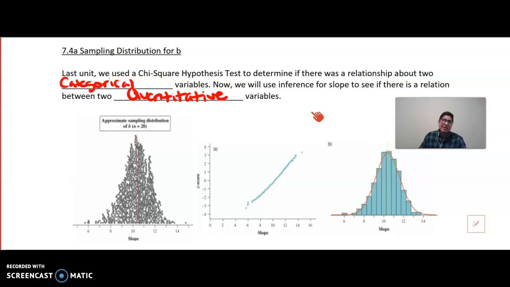And just keep in mind it wasn't just two categorical variables. Well, one or two. Oh, you know, the whole chi-square thing. It's fine. We'll figure it out.